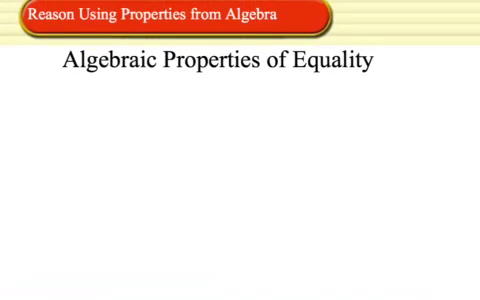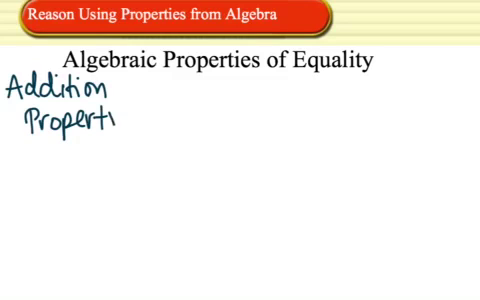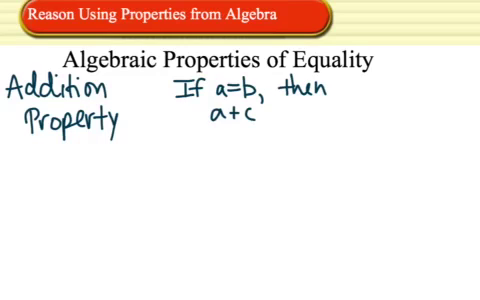Each step. So let's start by listing out what those algebraic properties of equality are. First of all, we have addition and subtraction. So we have the addition property and the subtraction property. The addition property simply says if A equals B, so if I have some equivalent statement, then I can add some number C to A, and it will be the same thing as adding that same number C to B. That's the addition property.